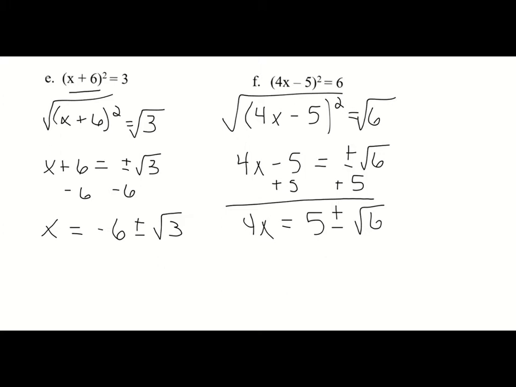And then the last thing we need to do is get x by itself by dividing by 4. So we'll divide everything over here by 4. And we get x equals 5 plus or minus the square root of 6 over 4. If we could do some simplifying, we would break it up into two fractions, but we really can't do any simplifying, so we're going to leave it as is.